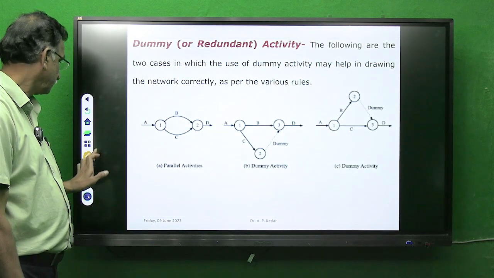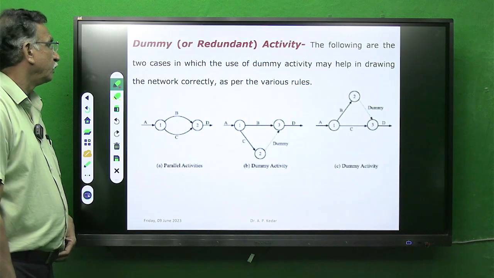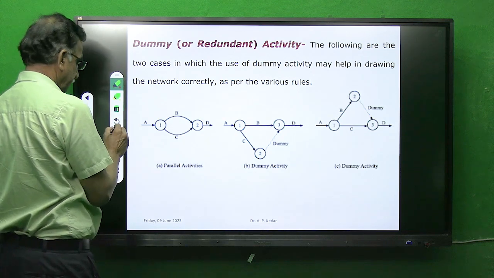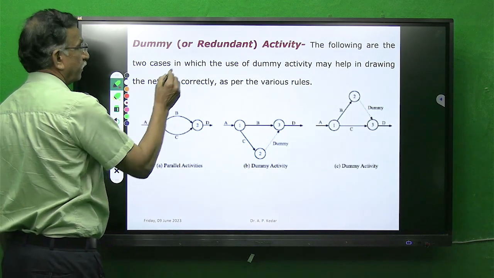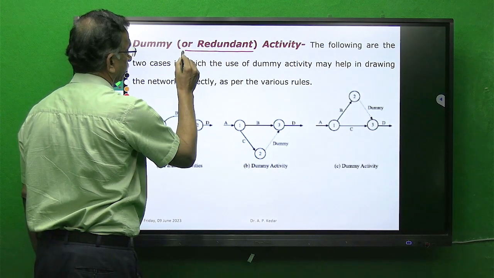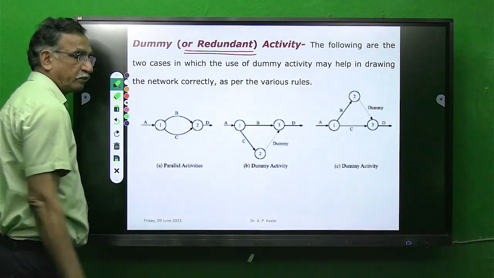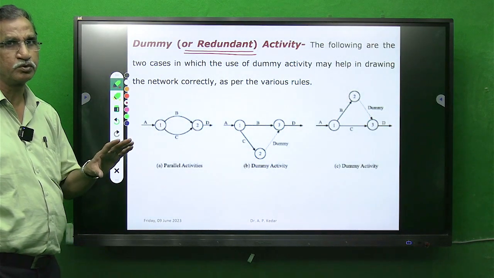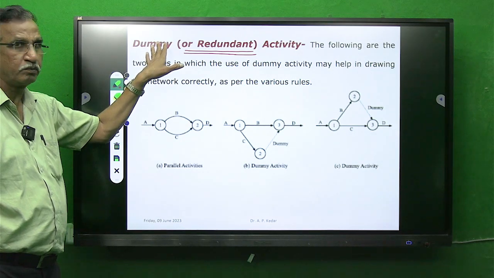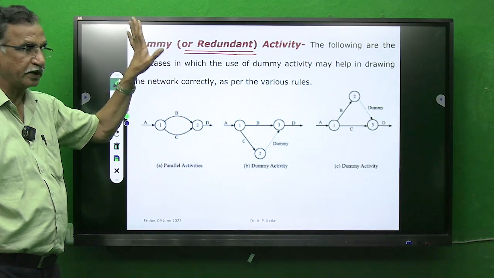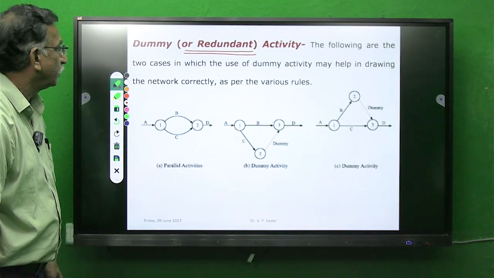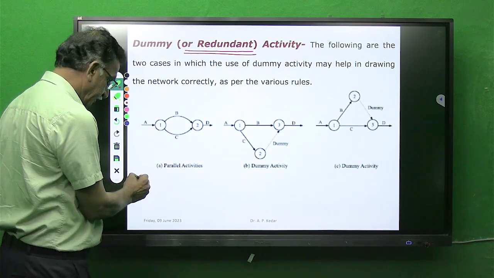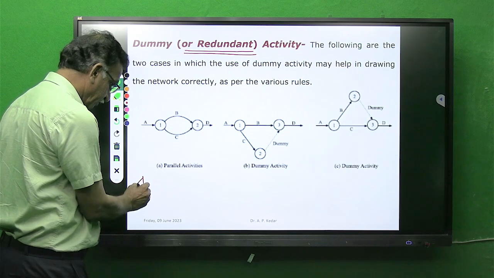Now, the dummy activity is also referred to many times as redundant, idle, but the most commonly used terminology is dummy activity. Now this is a very important slide, very important slide.